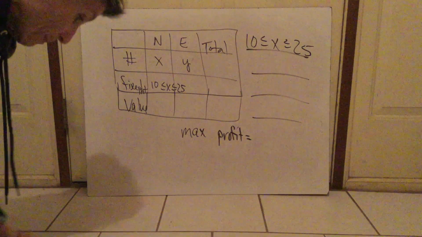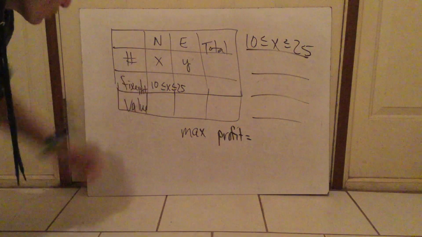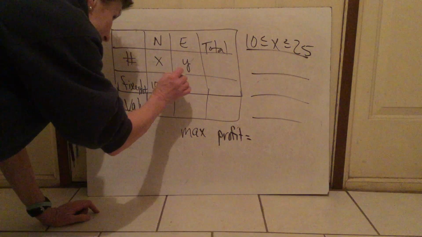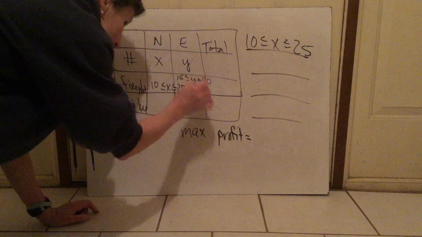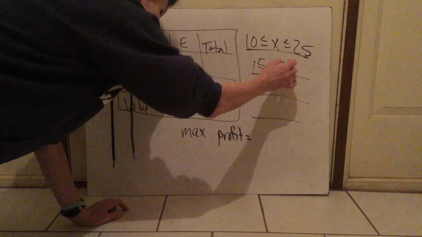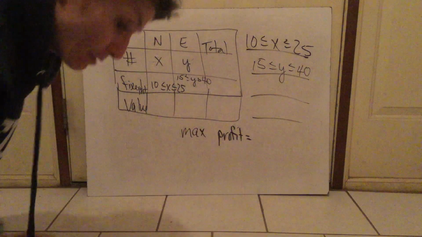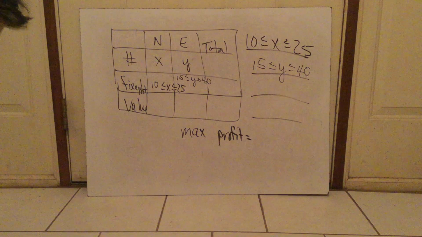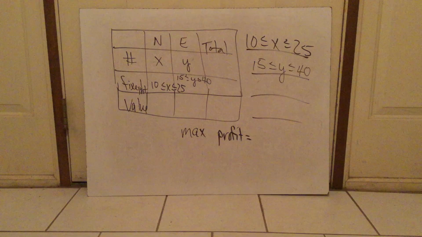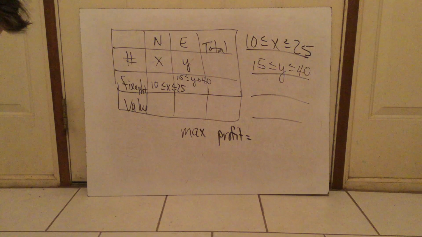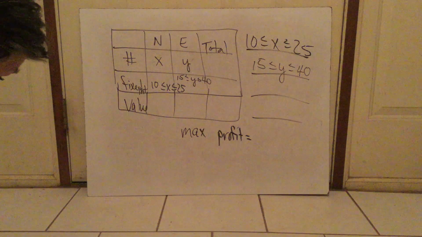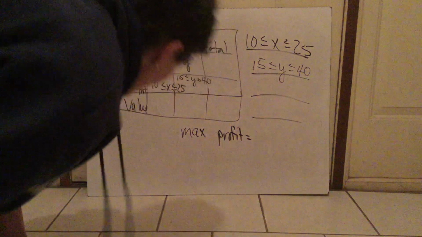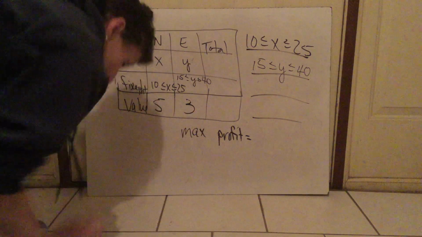They're telling me in the problem that I have to make between 10 and 25 necklaces, and I have to make between 15 and 40 earrings. I'm not making this up. This is not confusing. It tells me right there in the first sentence of the problem that X has to be between 10 and 25 and Y has to be between 15 and 40. Now it also says that the profit on an earring is $3 and on a necklace is $5.